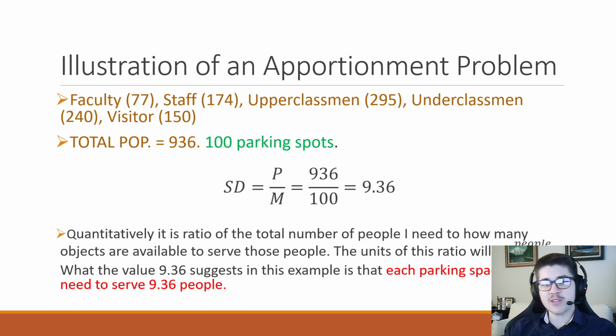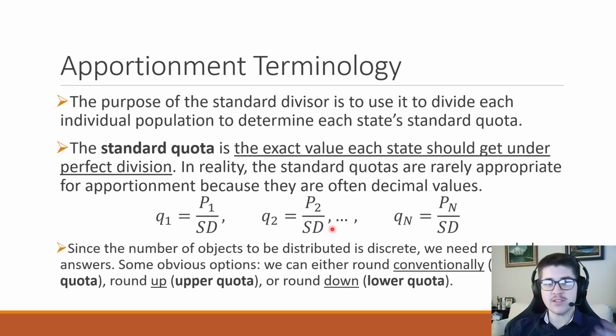And so we're almost done with this video. I know this one's getting longer than I had intended. But also then what do we do with the standard divisor? So basically in an apportionment problem, you're always going to be starting with the standard divisor and dividing by it into each of the populations.